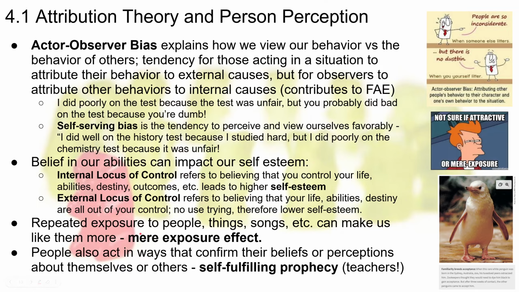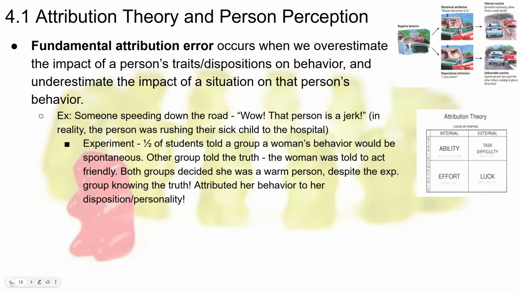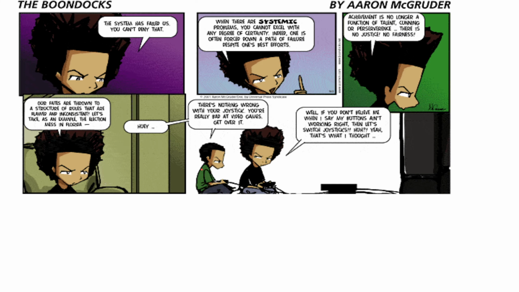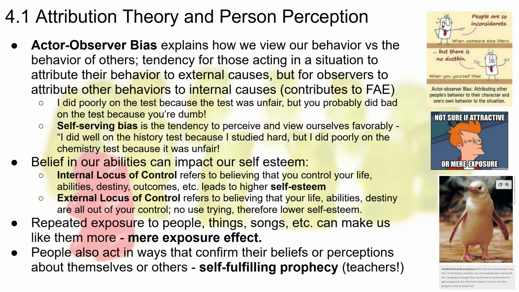Other things kind of related to this is the actor-observer bias. As you saw with this cartoon, Huey and Riley are looking at the same situation. Huey is making a situational attribution, and Riley is saying, no, it's not the system, you're bad, you suck at video games, you don't have it in your nature to be good at video games. There's nothing wrong with that. That's what it is. But they were both looking at the same situation.